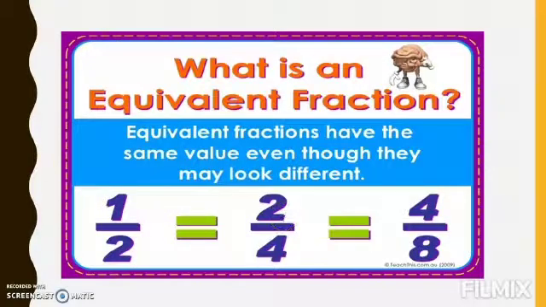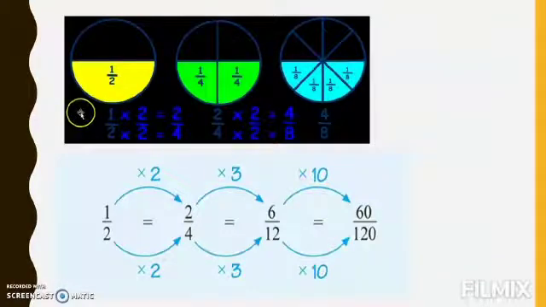Let me share a picture with you to explain it further. Now there are these three circles. In the first circle, the shaded part is half of it. 1 by 2 is shaded. In the second circle, the circle is divided into 4 parts and 2 parts are shaded. So 1 by 4 plus 1 by 4 is actually half of the circle, that is 2 parts out of 4 parts. And in the third fraction circle, it is divided into 8 parts.